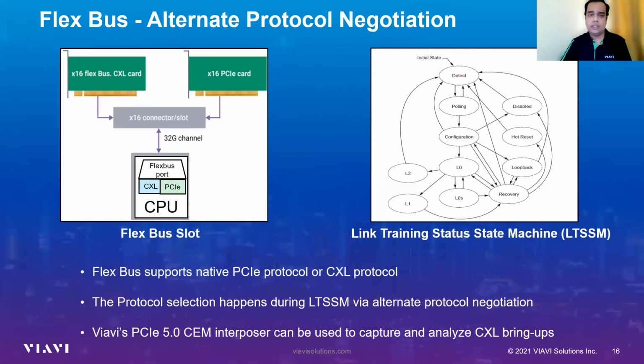But when a CXL device is plugged into the same flex slot, the root port negotiates the CXL protocol. This is what is called an alternate protocol negotiation process. The negotiation also happens during the LTSSM, and the link brings up CXL at L0, and they start communicating in the CXL protocol.